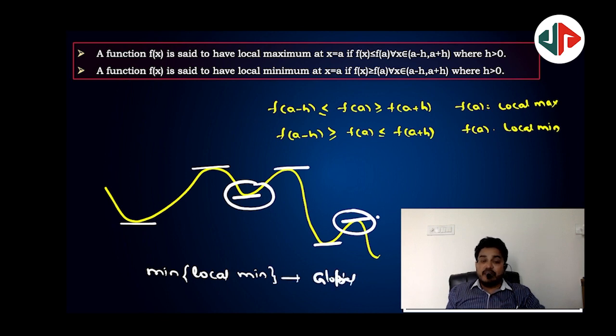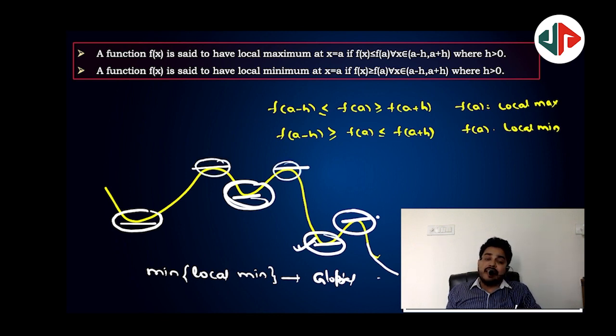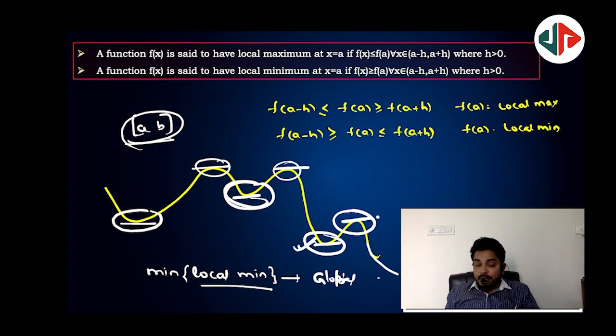But not always, because if you take this one, this function is going like this. This is local minima, this is local minima, local minima. The minimum among these three is this one. But can we take it as the global minima? No, you cannot take. Okay. And similarly, maxima among all the maxima. If the function is continuous and defined in the closed interval, then the minimum among local minimums will be global minima. The maximum among all the local maximums will be the global maximum.